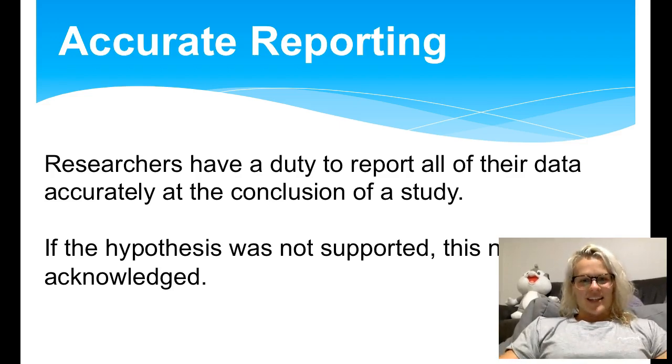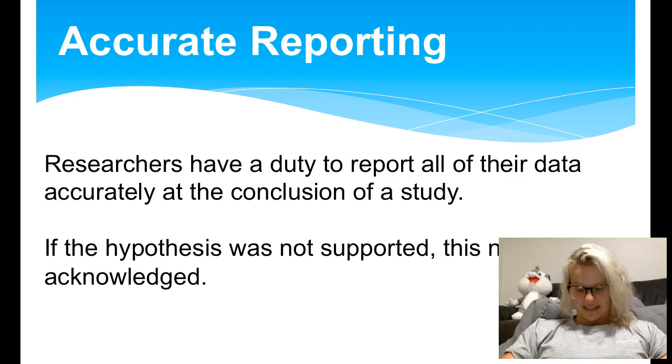The next one is accurate reporting. Researchers have a duty to accurately report the results at the end of the study. So if the hypothesis isn't supported, we need to make sure that we are being honest and saying that it is not supported. And we can't pick and choose our data just to support it. So we need to be honest and we need to report accurately.